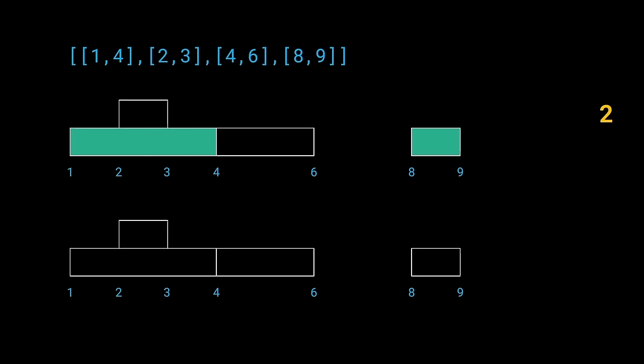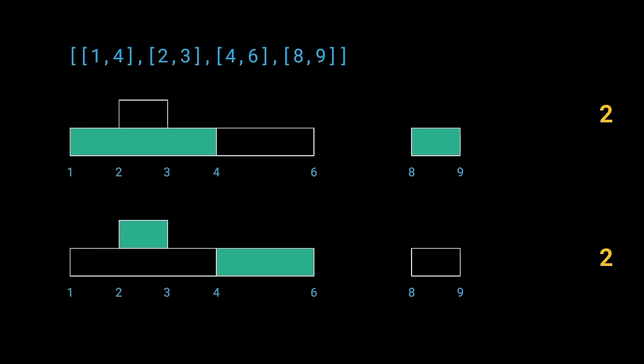Now, what if I don't select 1,4 and what if I select 2,3 instead? So in the second possibility, we are going to first select 2,3. Now, can I include 1,4? No, because it will intersect. Can I include 4,6? Yes, I can, because 2,3 and 4,6 do not have anything in common. They do not have any intersections.